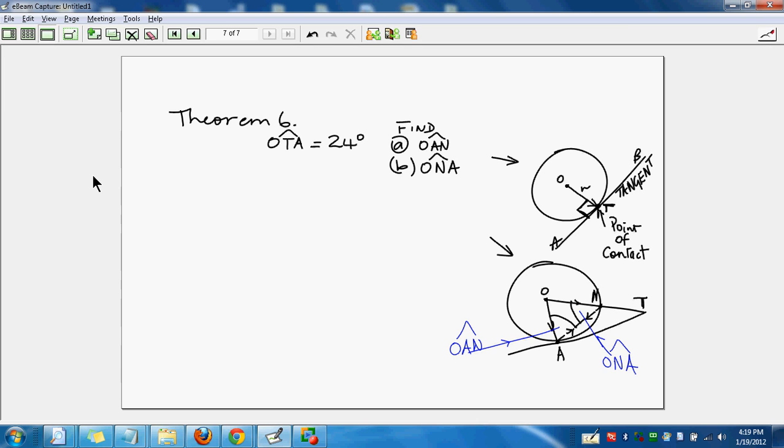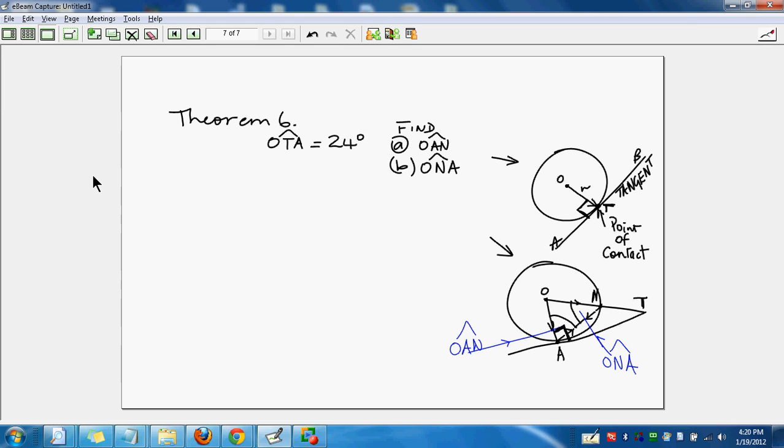The first thing we'll observe is that because of theorem 6, which says, what does the theorem say for theorem 6? It says that the radius of a circle drawn to the point of contact of a tangent is perpendicular to the tangent. Right? Quite a mouthful. So it means then that OAT must be equal to 90 degrees. So I'm putting in the 90-degree line here. Right? OAT must be equal to 90 degrees because of theorem 6. So you should write that.